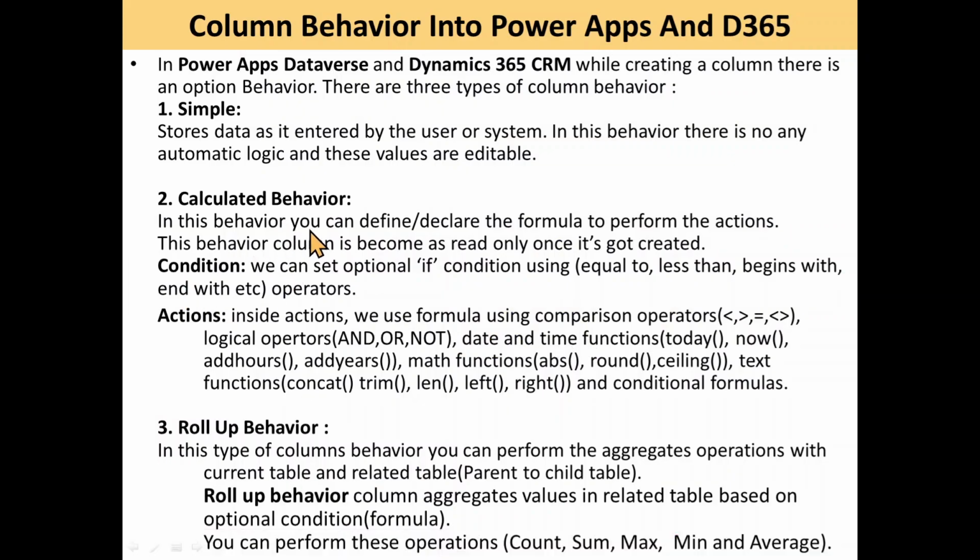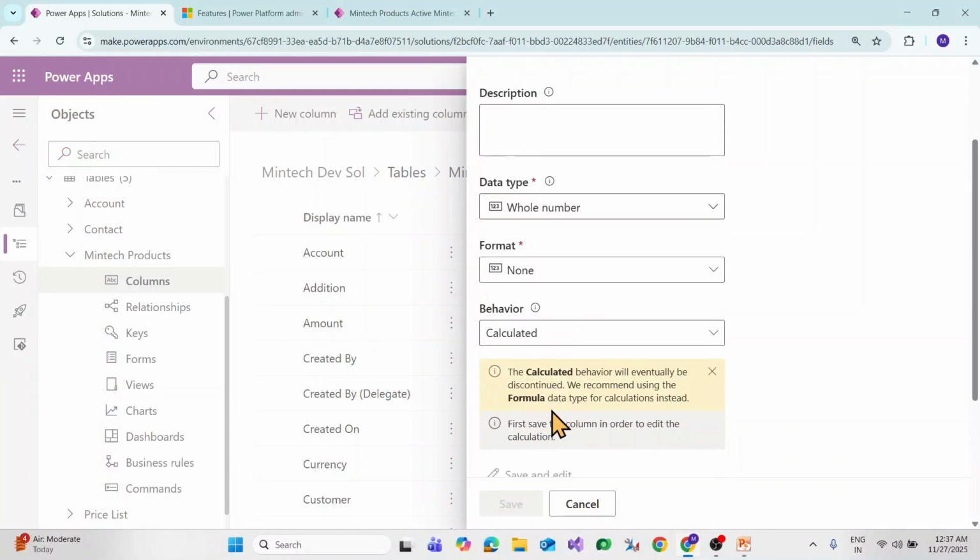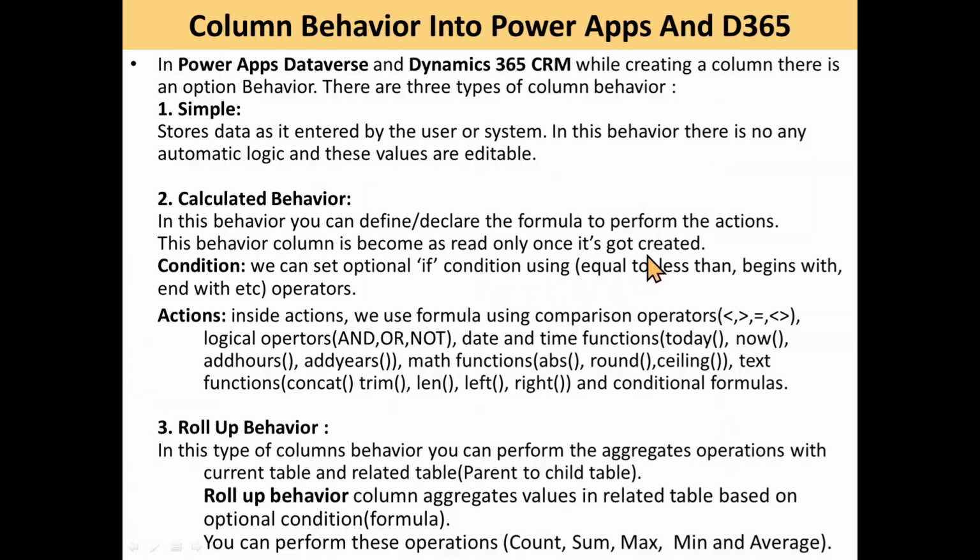Now calculated behavior: in this behavior you can declare the formula to perform the actions. This behavior column becomes read only once it is created. Once you create this column with calculated behavior, the column becomes read only. Condition: we can set an optional if condition using operators like equal to, less than, begins with, and so on. Action means by using this calculated behavior, you will perform the action. We can use formulas using comparison operators like less than, greater than, equal, bitwise, logical operators, and date and time functions like today, now. All these functions can be used inside a calculated behavior.